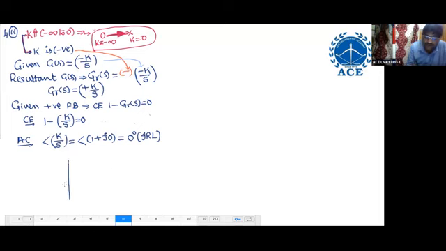Come on, draw the inverse root locus. One pole at the origin, K equal to 0, s equal to 0. Here there exists the inverse root locus.